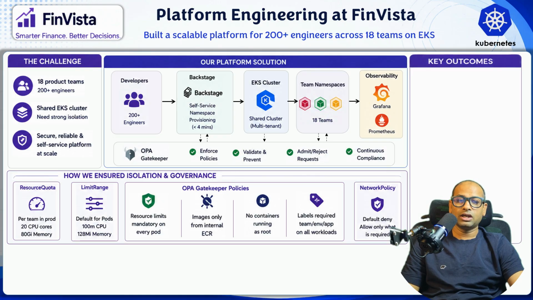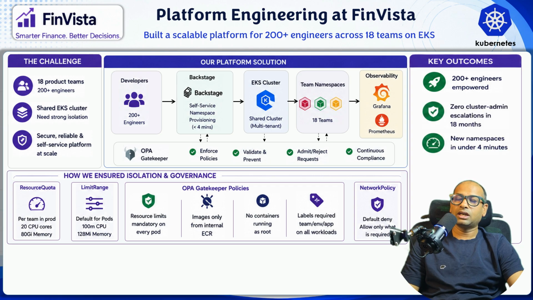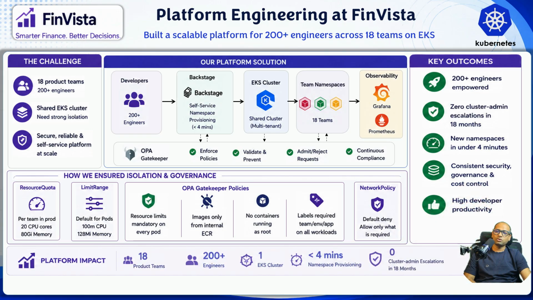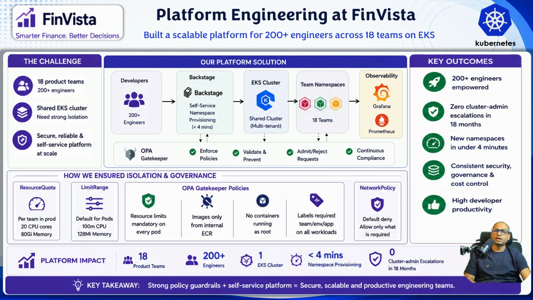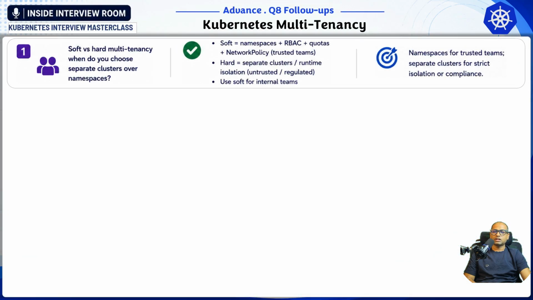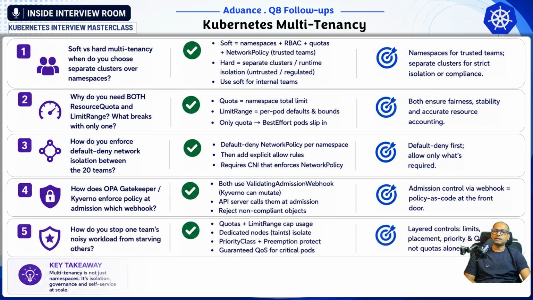Key outcomes: 200 plus engineers empowered, zero cluster admin escalation in 18 months, a new namespace in under 4 minutes, consistent security governance and cost control, and high developer productivity. That is the platform impact. So you have to design like this, what I design usually, and present this in your interview. Follow-up questions: five follow-up questions, with short answers and the key takeaway.